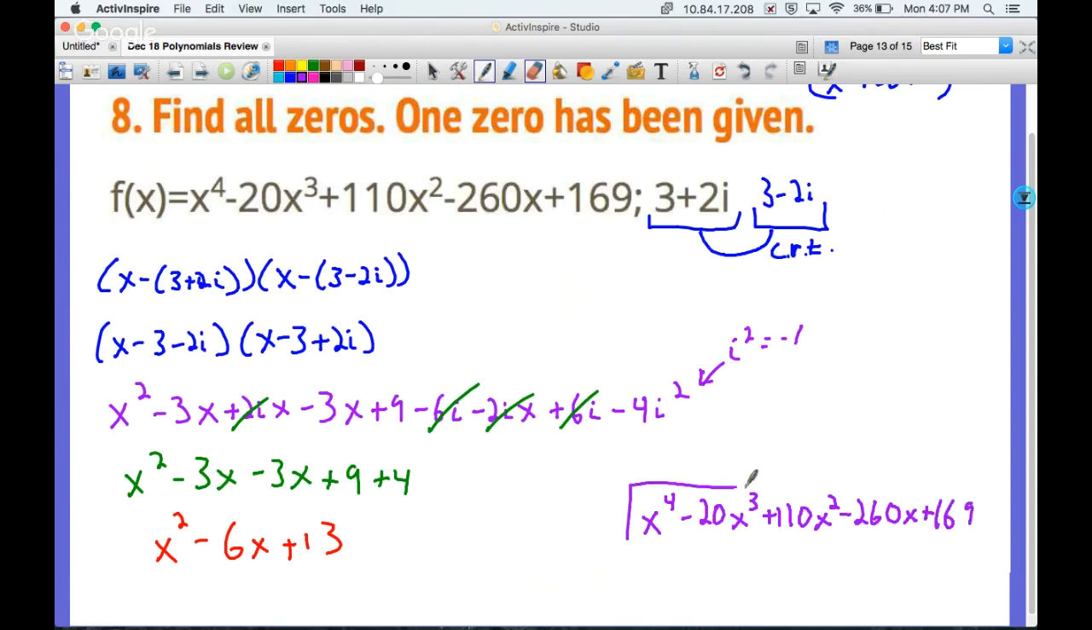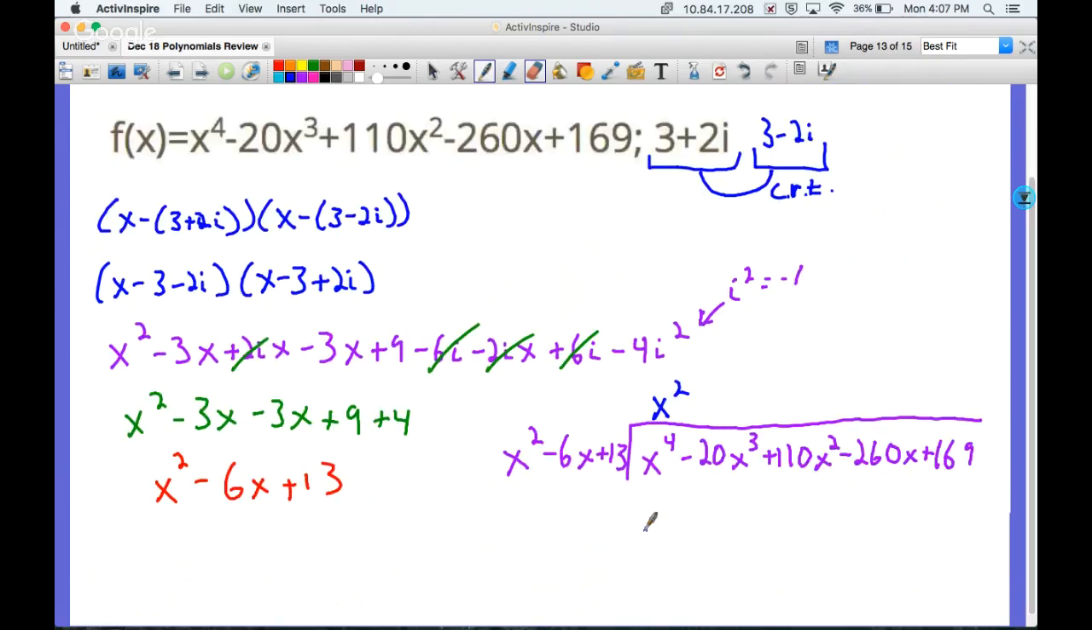So here I have to do long division because I've got a quadratic. There's no synthetic division for dividing quadratics into other things. I asked myself what multiplies x squared to get an x to the 4th. Well, that's going to be an x squared. I multiply that to everything. That gives me an x to the 4th minus 6x cubed plus 13x squared. I subtract that away.